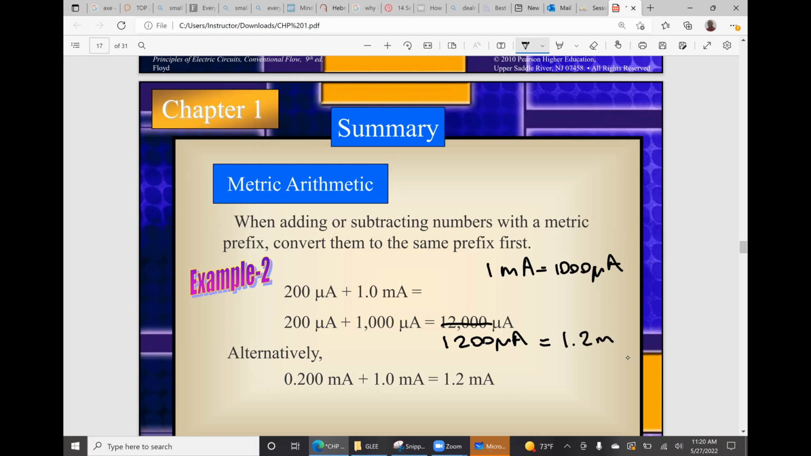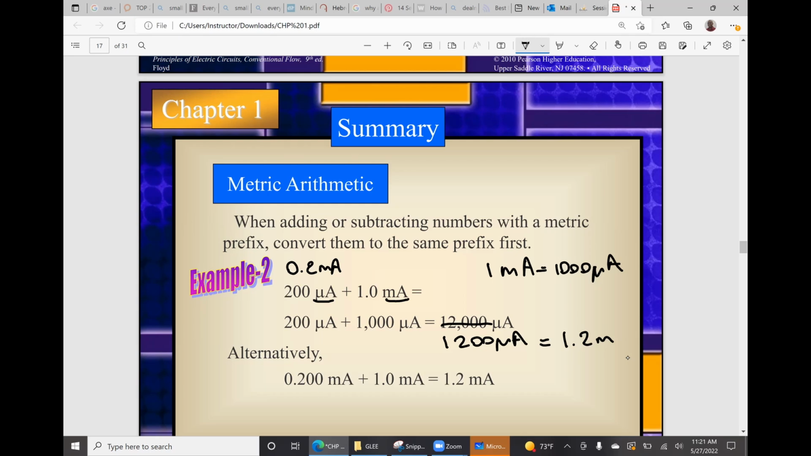So this is one way you can do it. The other way is to convert this to milliamps. So this will be 0.2 milliamps. And now when you add them together, you get 1.2 milliamps. So again, in adding and subtracting, we need to notice the notation of whatever we're working with and convert them so they can have the same notation so we can avoid errors.